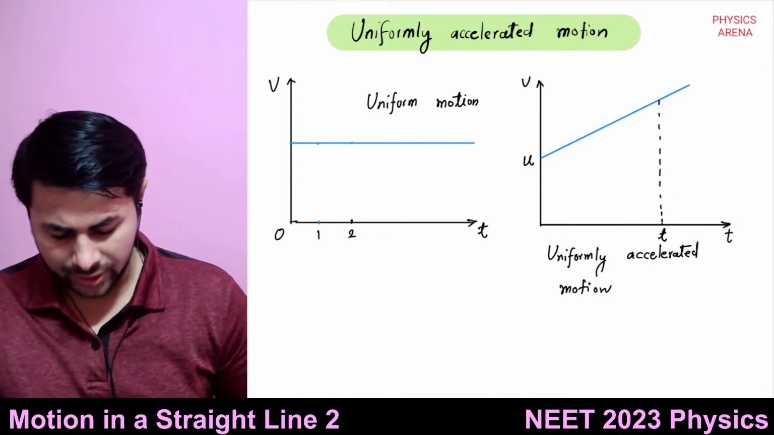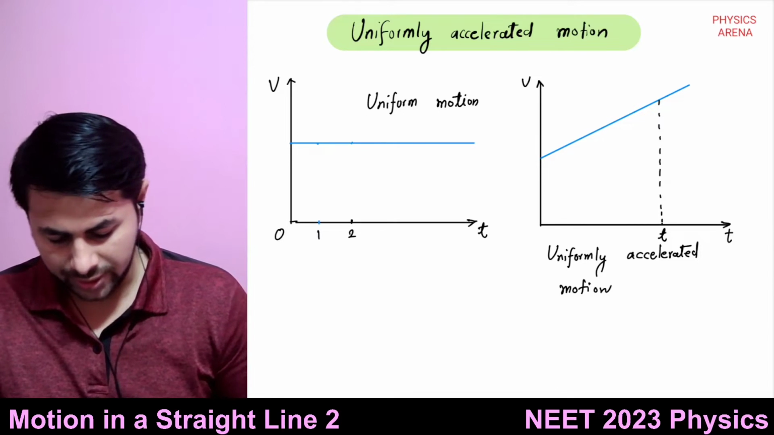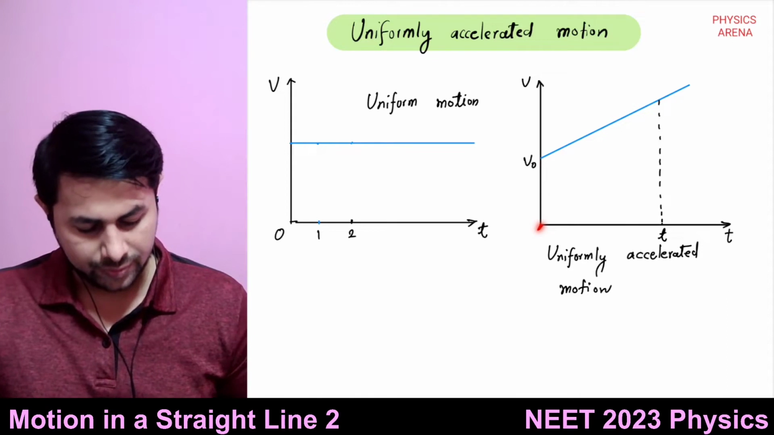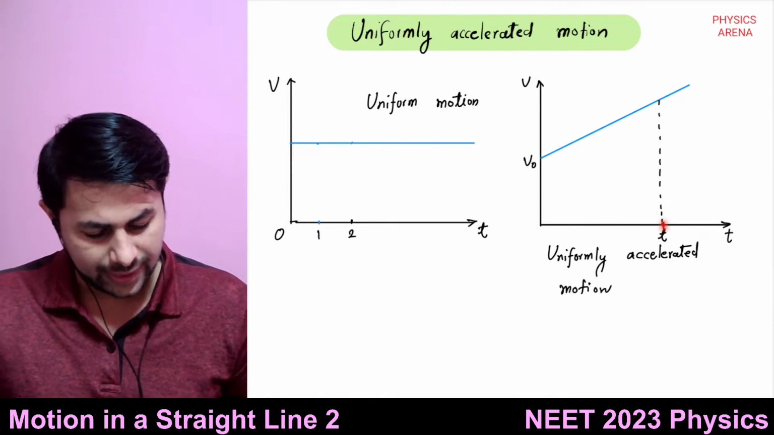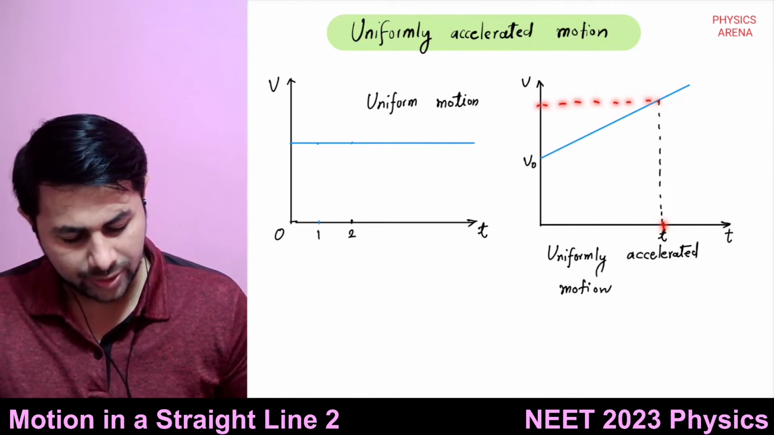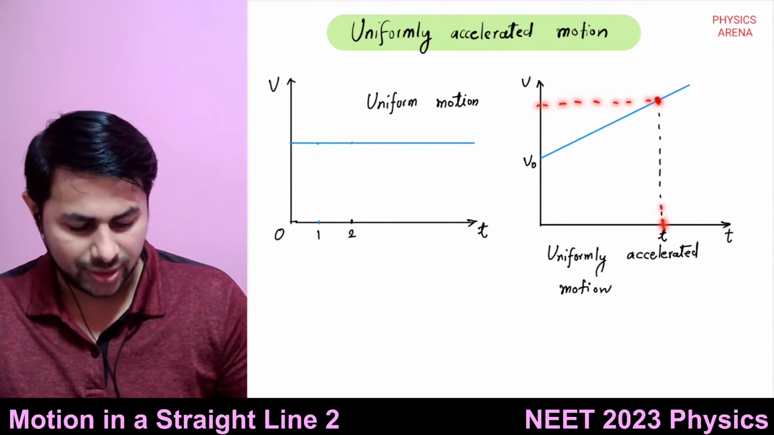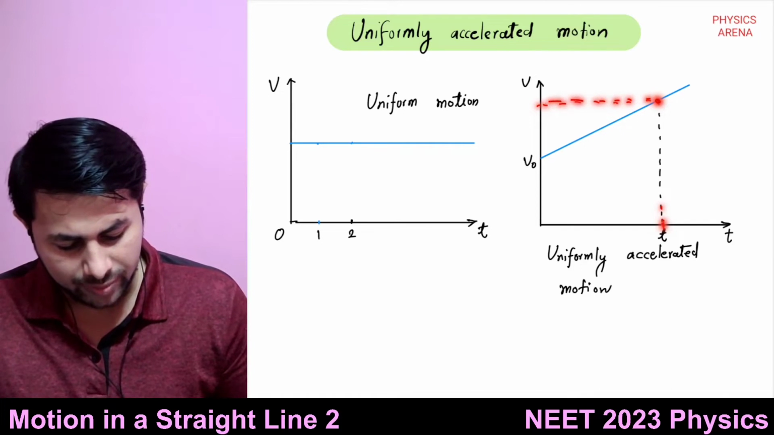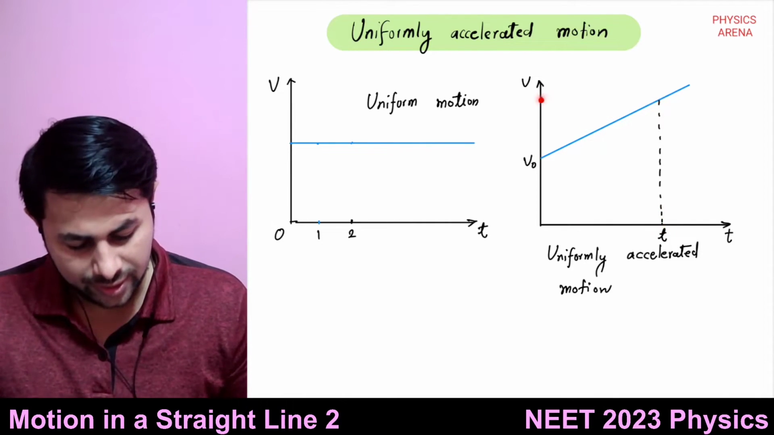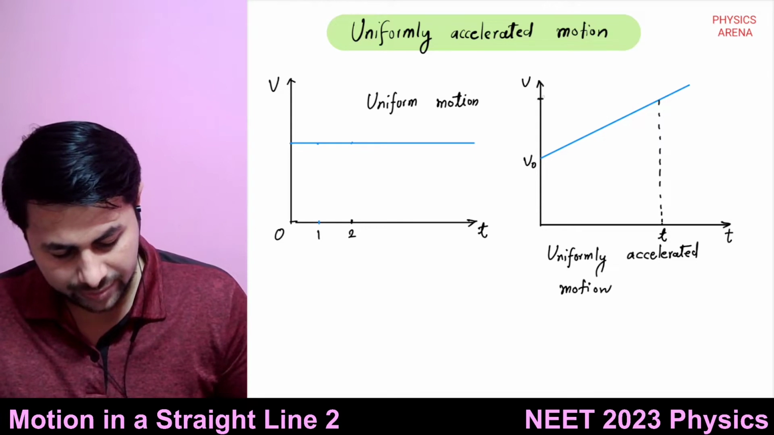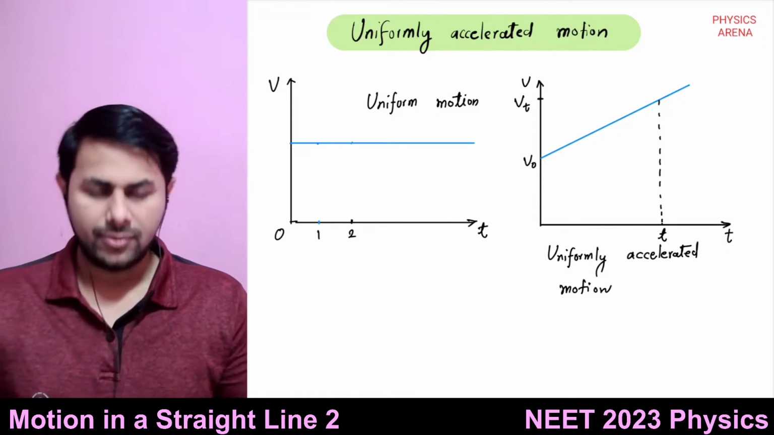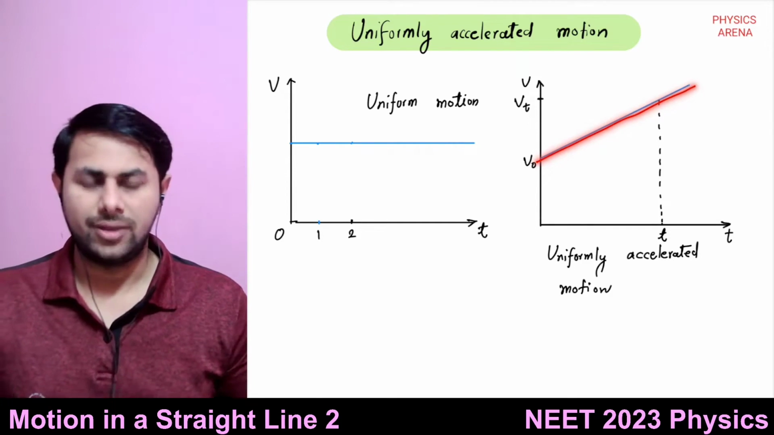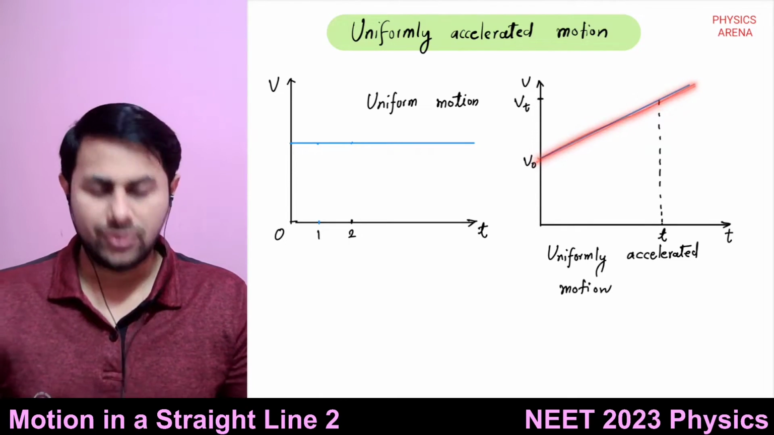Or let's call this initial velocity v naught, the velocity at t equals 0, and then at this time, let's draw a perpendicular from this time on the graph. It meets at this point, and from this point I will draw a perpendicular on the velocity axis. So the velocity at this time is v suffix t. The velocity is increasing uniformly, right?